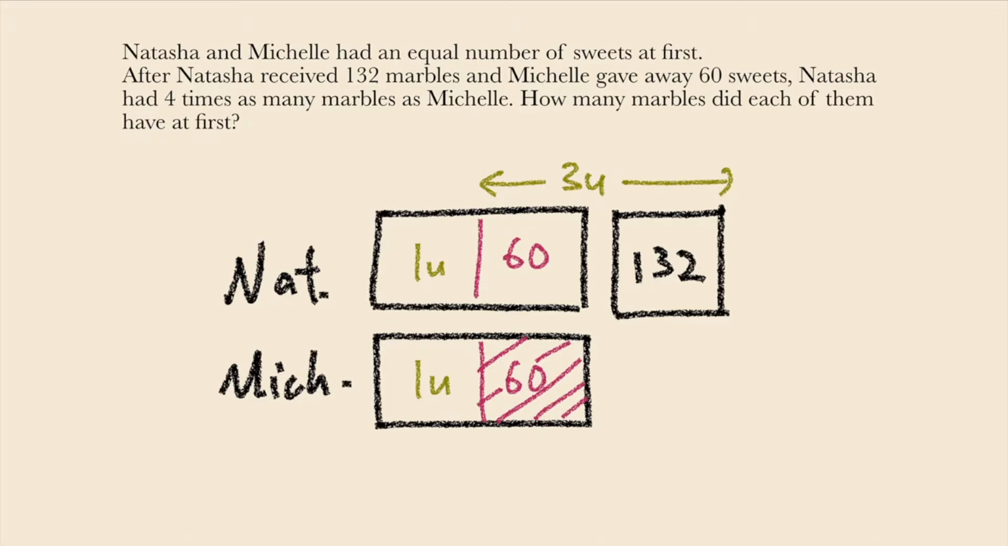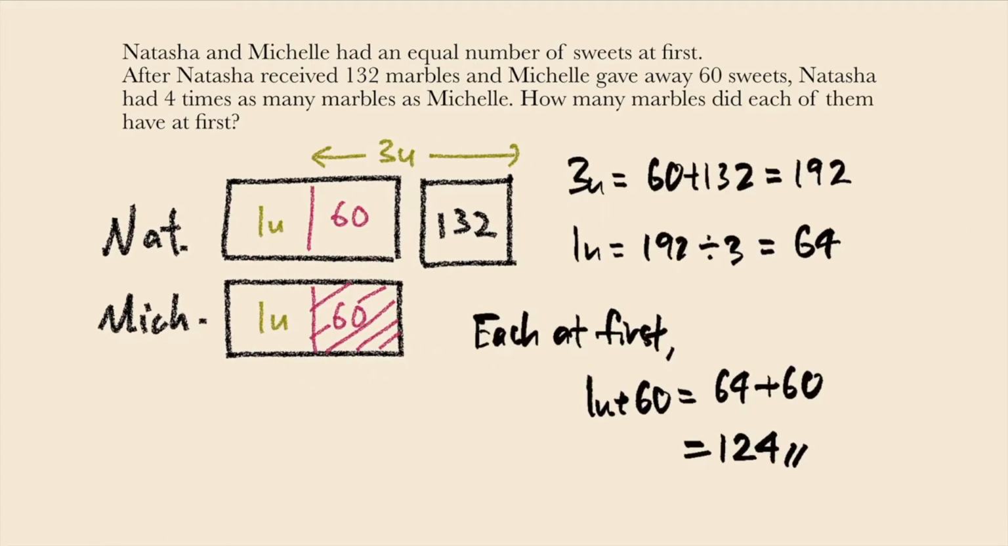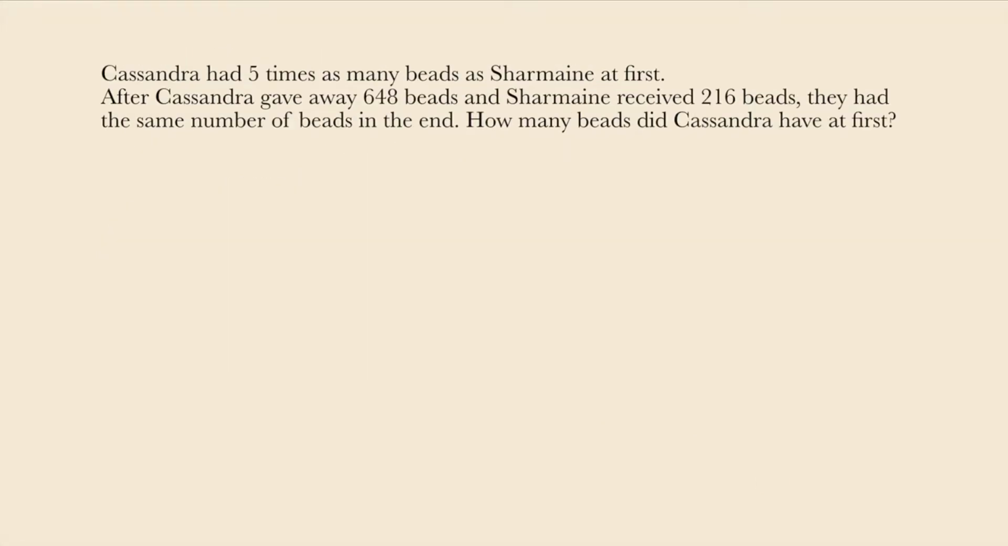And if Natasha had 4 units in the end, that means 1U plus 3 units. And here 3 units make up the sum of 60 and 132. So that can be an equation. 3 units is 192. Therefore 1 unit is 64. Question: how many did each of them have at first? So each of them had an equal amount, if you recall, which was this bar here. That means we can just find 1 unit plus 60, giving us 124.